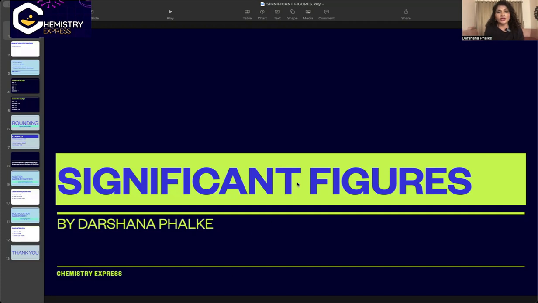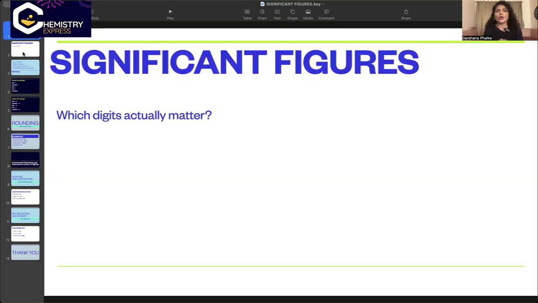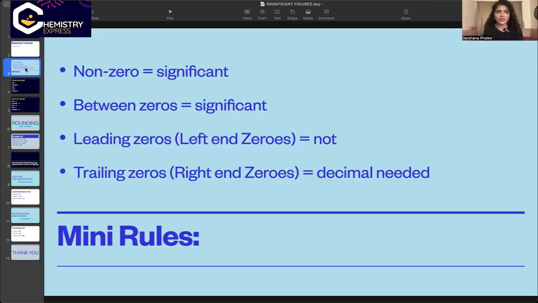So significant figures are the figures in the measurements which will determine the precision of a measurement. There are some rules that are applied to give your answers in the correct number of significant figures. Okay, so what do you mean by that? We are going to look at the digits which actually matter in a measurement. So let us see which digits in a measurement are significant.